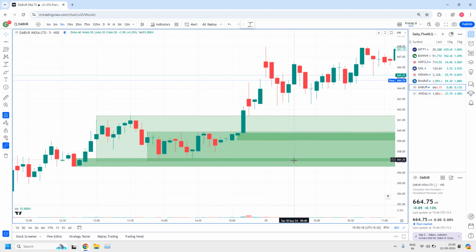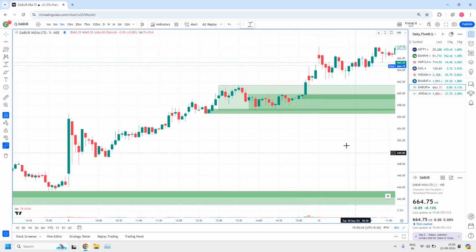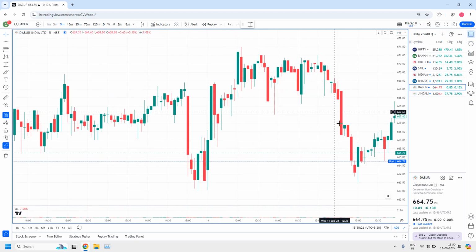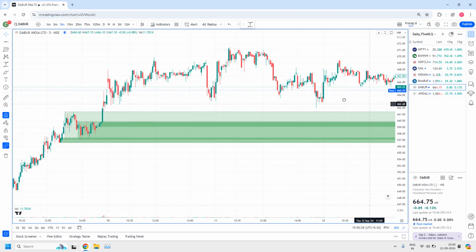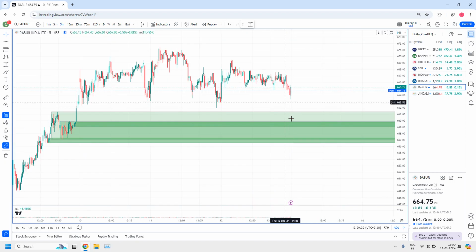Even if this zone is violated, probably this drop base rally will work and it will give you a good trade opportunity. But today prices didn't enter into the zone. That is the reason why we didn't get any trade opportunity today. So that means we didn't get any trade opportunity from the high liquidity zones today. So we have missed out on trades.